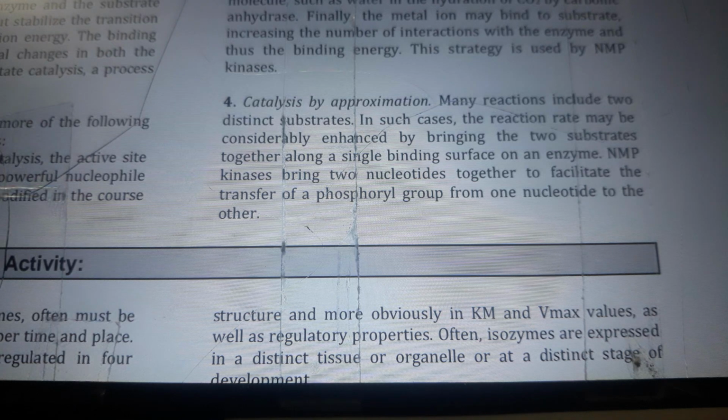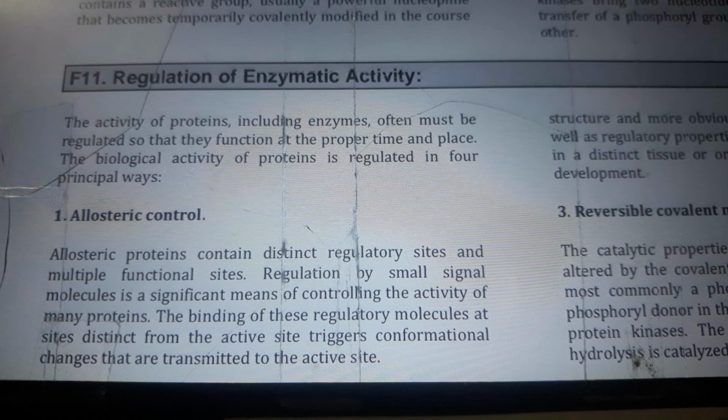4. Catalysis by approximation. Many reactions include two distinct substrates. In such cases, the reaction rate may be considerably enhanced by bringing the two substrates together along a single binding surface of an enzyme. NMP kinases bring two nucleotides together to facilitate the transfer of a phosphoryl group from one nucleotide to the other. The next section will be F11, regulation of enzymatic activity. The activity of proteins, including enzymes, most often must be regulated so that they function at the proper time.